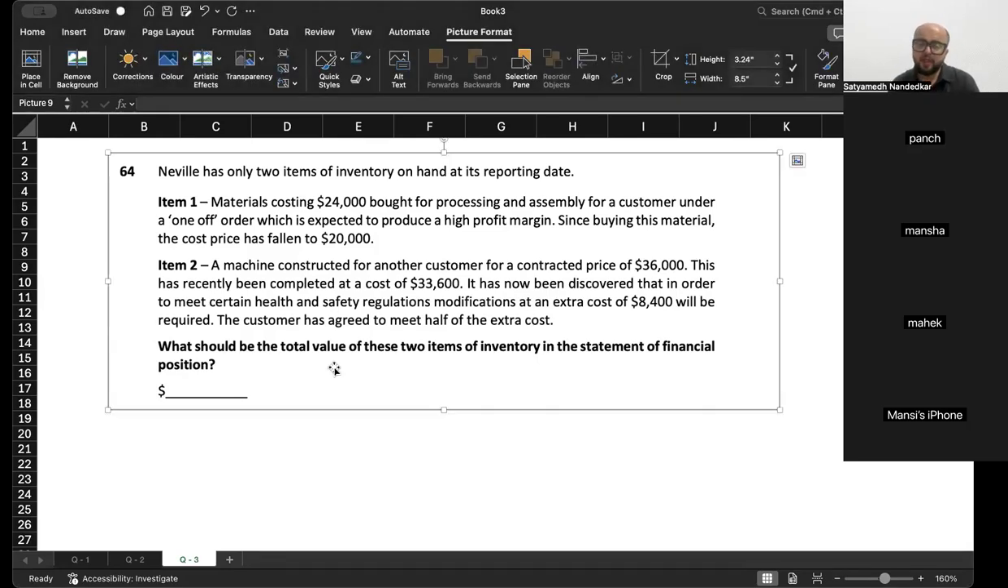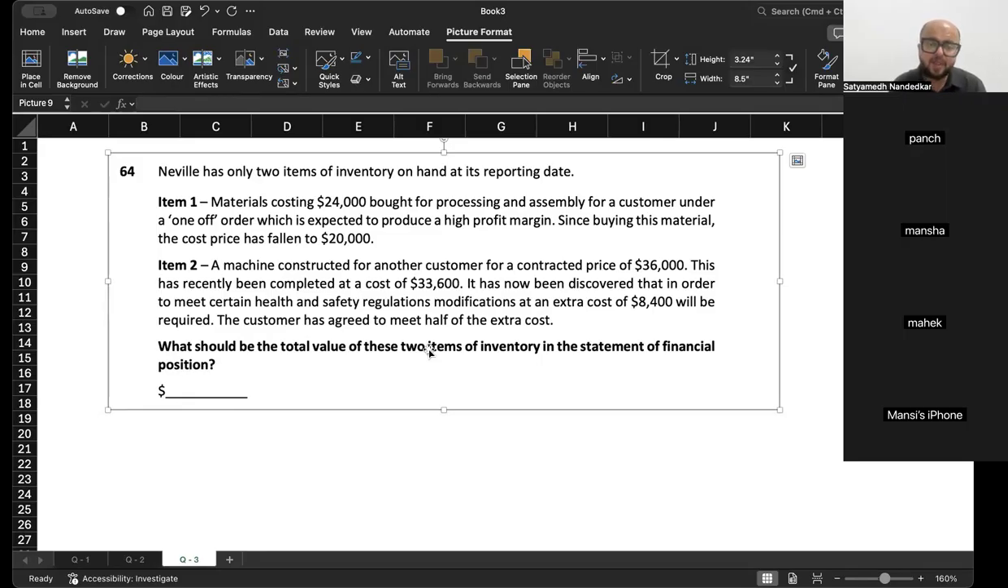Neville has only 2 items of inventory on hand at its reporting date. Always remember to read the requirement first. What should be the total value of these two items of inventory in the statement of financial position? Total value of inventory they want. Item 1, material costing 24,000 bought for processing and assembly for a customer order, which is a one-off order. You don't do this production regularly, you're just doing it once, which is expected to produce a high profit margin. Since buying this material, the cost price has fallen to 20,000.